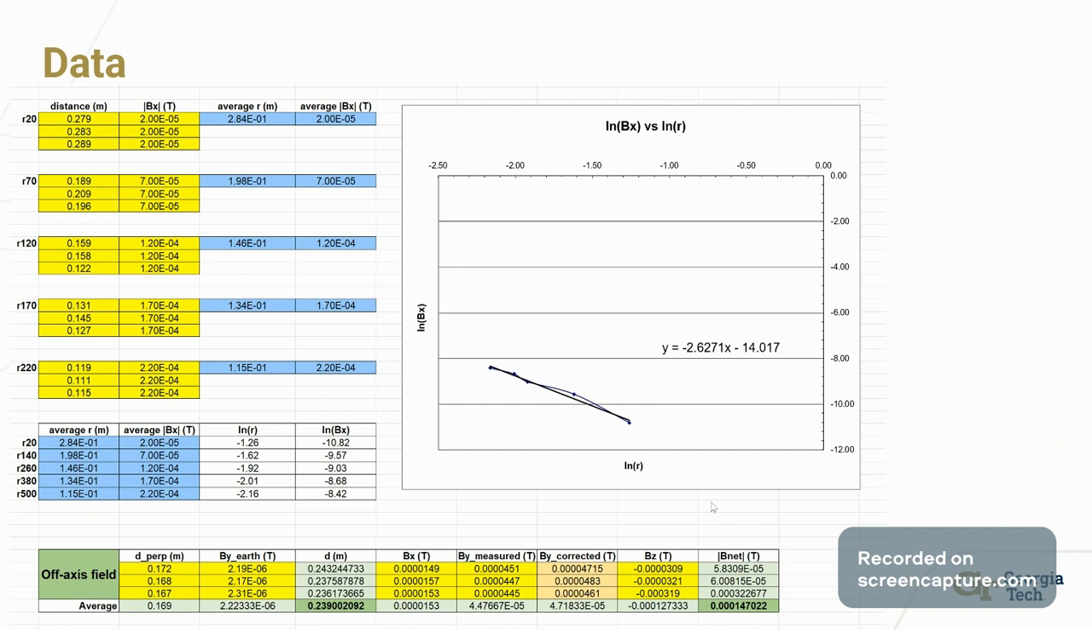So here's a little bit of the data. You can see the distances over on the left here. You can see the d perp and the magnetic fields below, and then the graph here. This graph is going to play in the next slide.